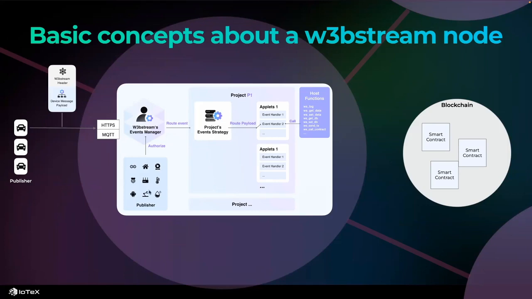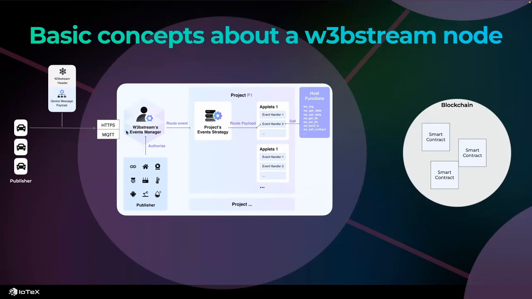Basically, you just create a publisher account. It's just a username and an access token. So you create a publisher, you give it a unique ID, and the W3bstream node will store it and also create an access token for it. And then you can use the publisher ID and the access token inside your message so that the message will be authorized by the W3bstream node events manager.